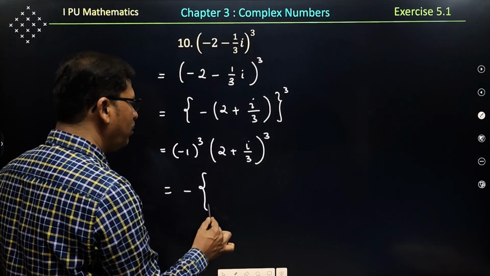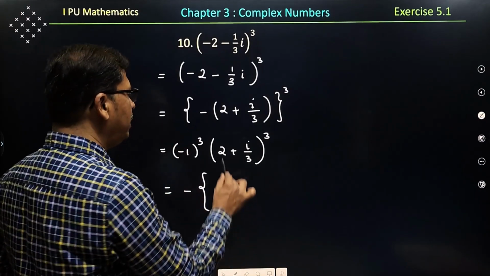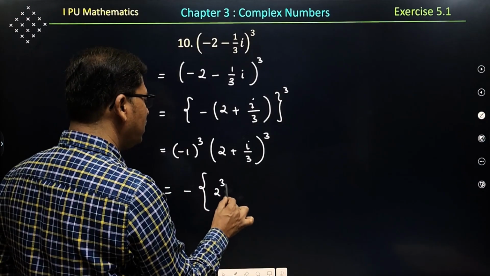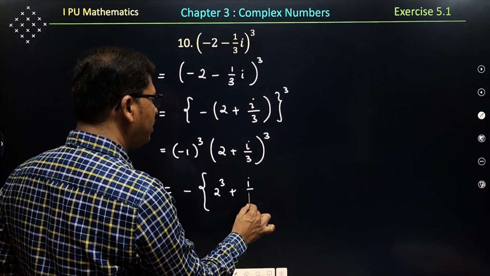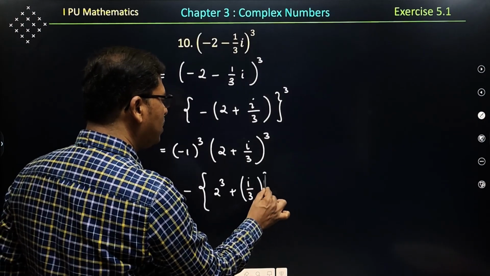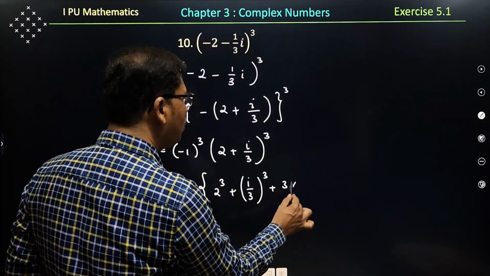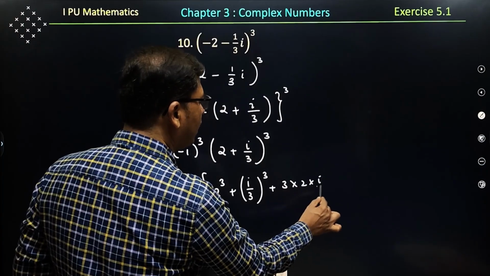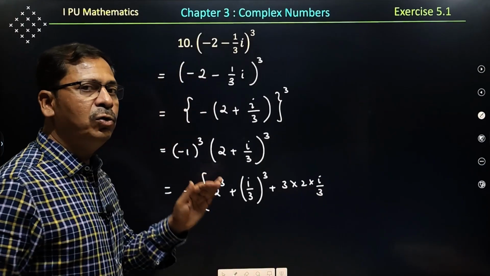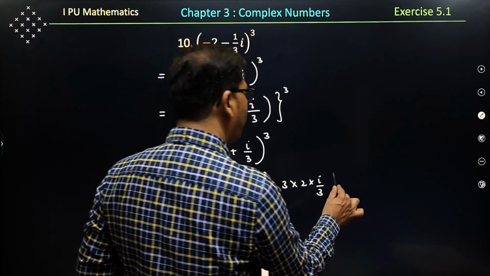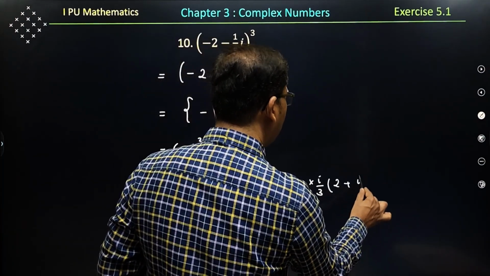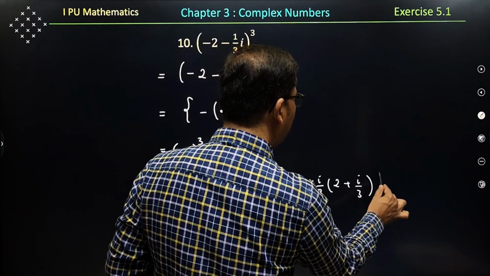Expand by using the formula (a plus b) whole cube: a cube, that is 2 cube, plus b cube, that is i by 3 to the power 3, plus 3ab, 3 into 2 into i by 3, into the bracket a plus b, that is 2 plus i divided by 3, and close this bracket.